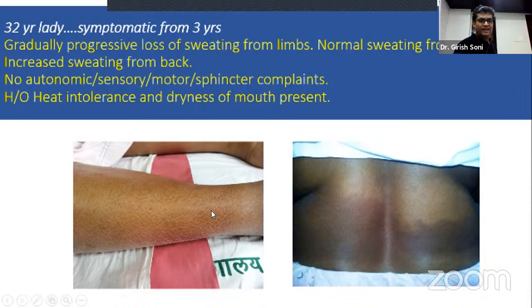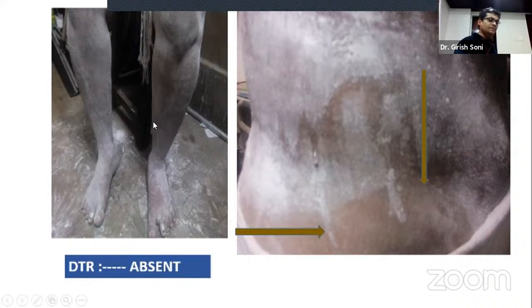So this is dry skin, and here you can see pigmentation over the back because of excessive sweating. So we admitted her in a hot climate, and after applying a simple towel, you can easily see there is excessive sweating from the back area with loss of talc from the back area, and very well preserved, or rather absence, of sweating from the limbs. On clinical examination, all deep tendon reflexes were absent. Pupils were normal, equal, reacting to light.